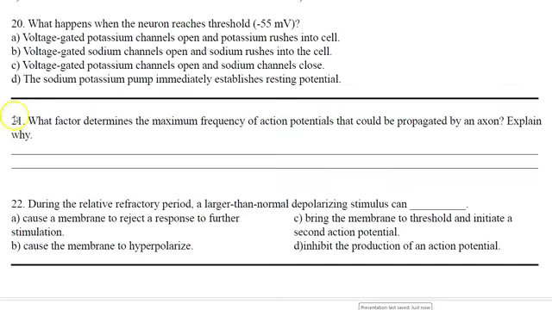All right, let's go with number 21. What factor determines the maximum frequency of action potentials? When you talk about maximum frequency, you're asking how many action potentials you can have that could be propagated by an axon. Okay. So we're talking about factors that determine how many action potentials you can have. That means we're definitely thinking about the refractory period. There's two phases, absolute and relative. And there was only one phase that focused on giving the number of action potentials you can have within a certain amount of time. And that was the absolute refractory period.